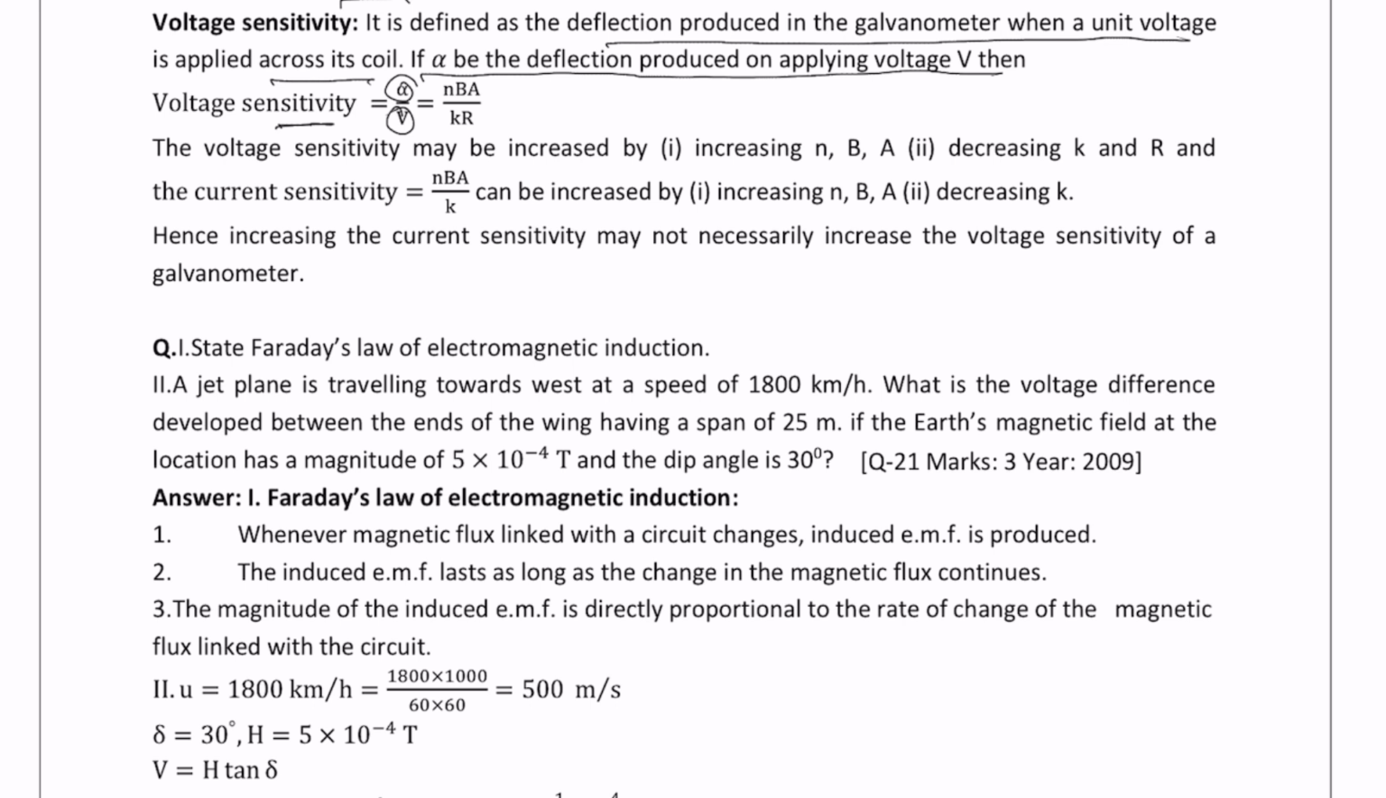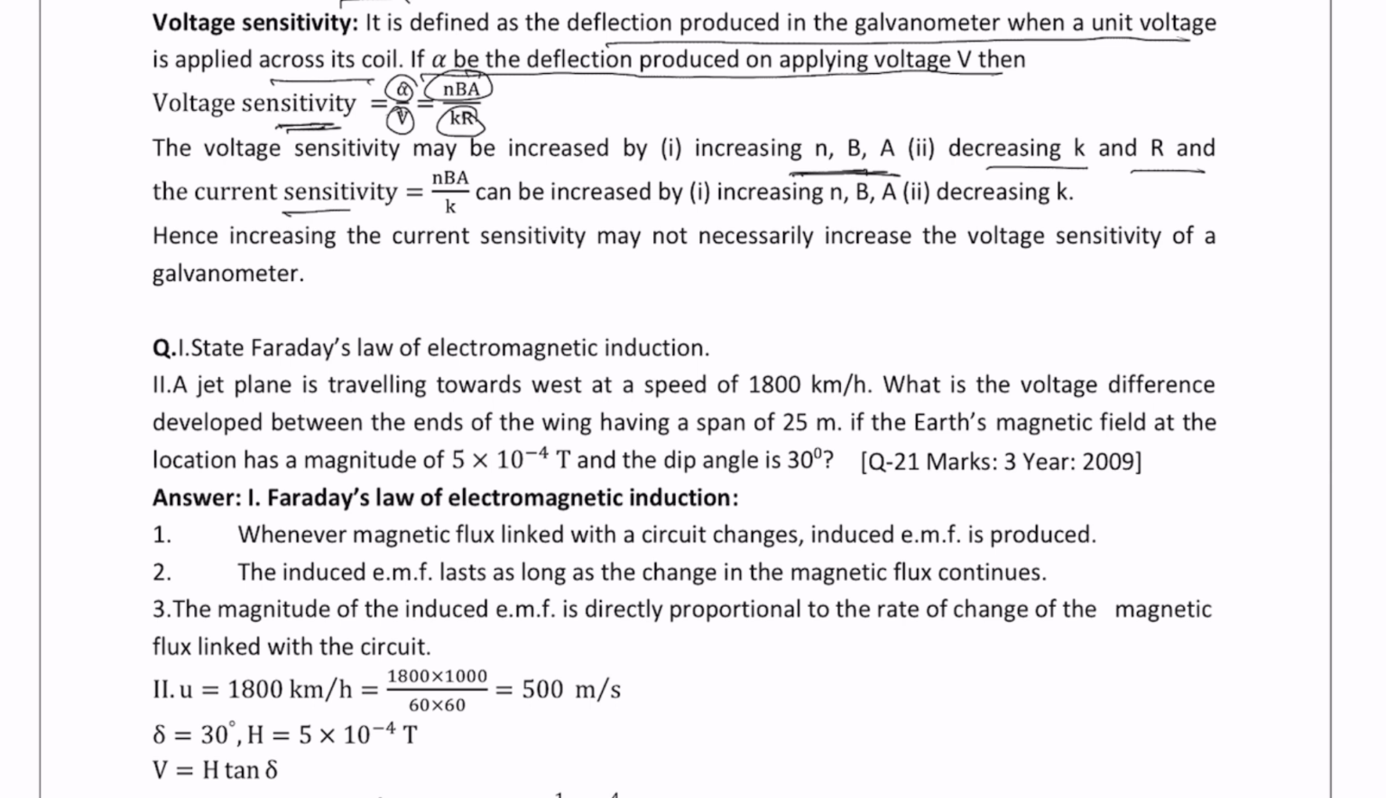So if we want to increase the voltage sensitivity, we have to increase the numerator. If you increase any of the parameters in the numerator, the voltage sensitivity will increase, correct? So for NBA, either you increase the number of turns, the magnetic induction vector or the area. Or you can increase the voltage sensitivity by reducing the denominator. In the denominator we have K and R. So by decreasing K and R, we can increase the voltage sensitivity.